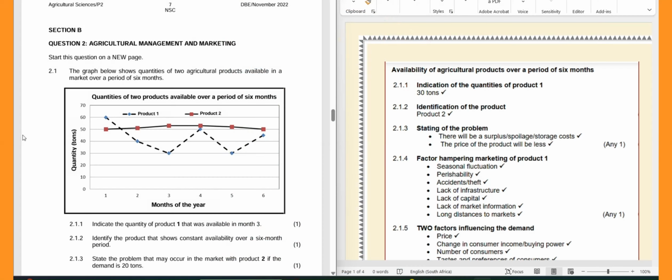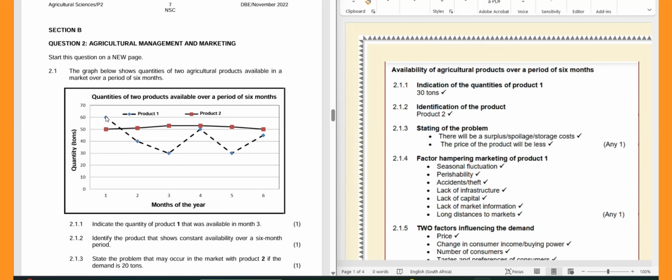Section B, question 2.1. The graph below shows quantities of two agricultural products available in a market over a period of 6 months. As you can see, this is the graph. On the y-axis we have the quantity in tons. On the x-axis we have months of the year. Okay, and we have product 1, we have product 2. Product 1, we can see it with this blue diamond.